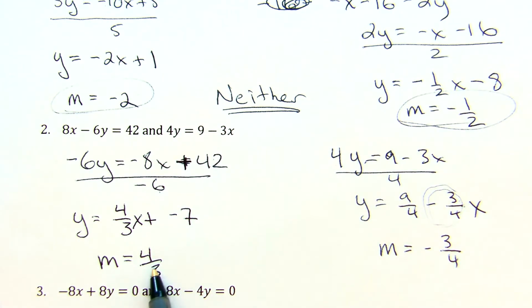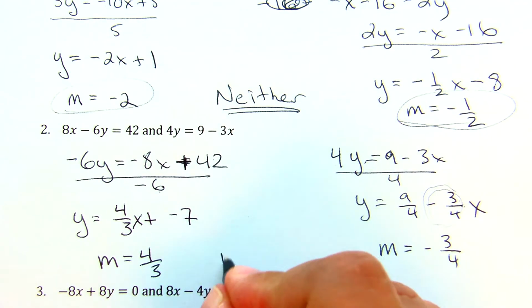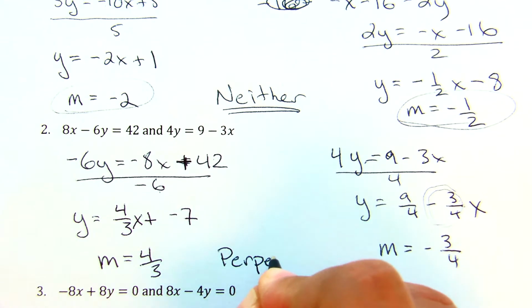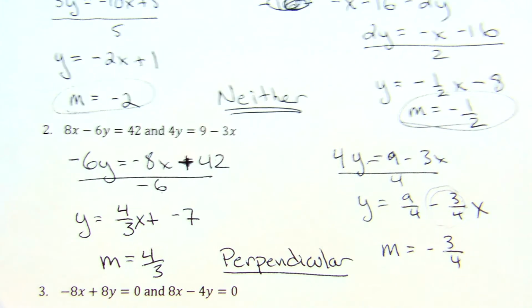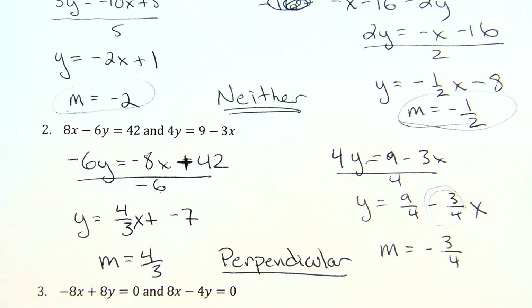Okay, so here's one slope, here's the other. You can see that they're reciprocals because the fractions are flipped, and they're negative reciprocals because one is positive and the other is negative. That means these are going to be perpendicular lines. That means they intersect at a right angle.